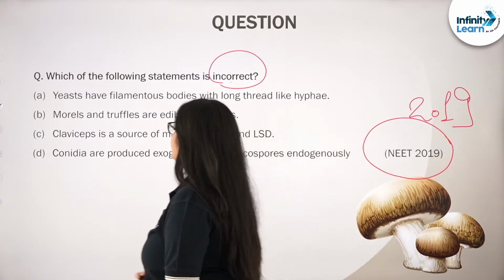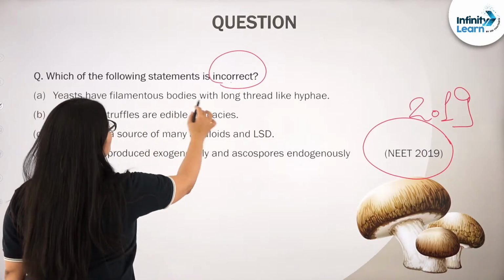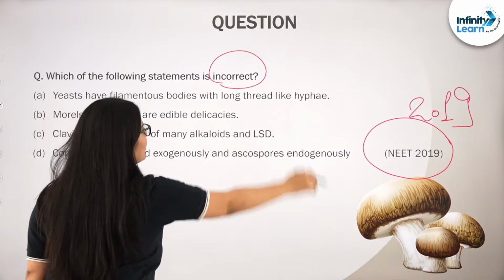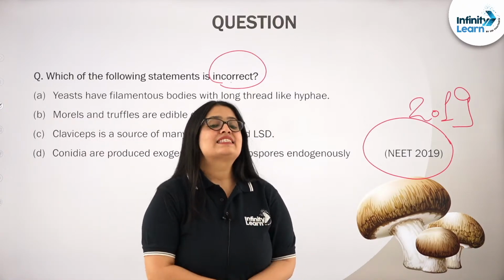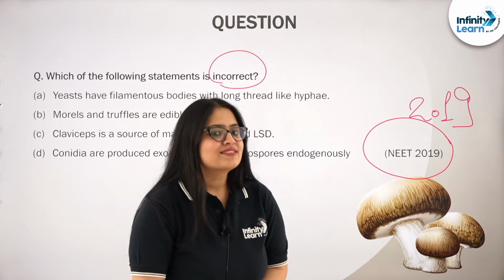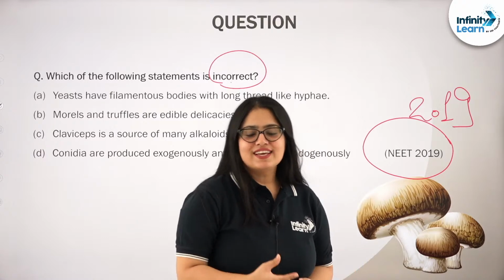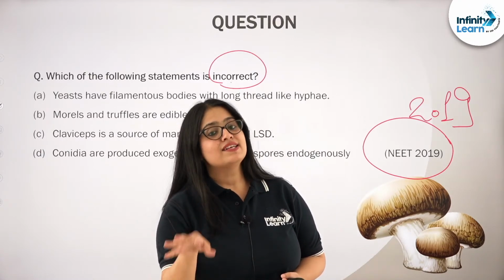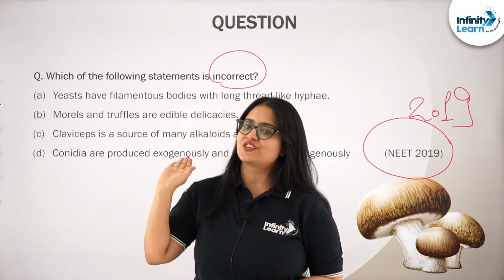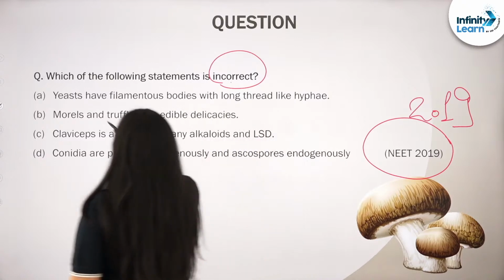See here, students, yeast have filamentous bodies with long thread-like hyphae. Do you think so? No, my kids. Yeast is a member of Ascomycetes, and in Ascomycetes, mostly the members are multicellular and rarely some are unicellular, for example yeast or Saccharomyces. Right? So yeast is what, my kids?